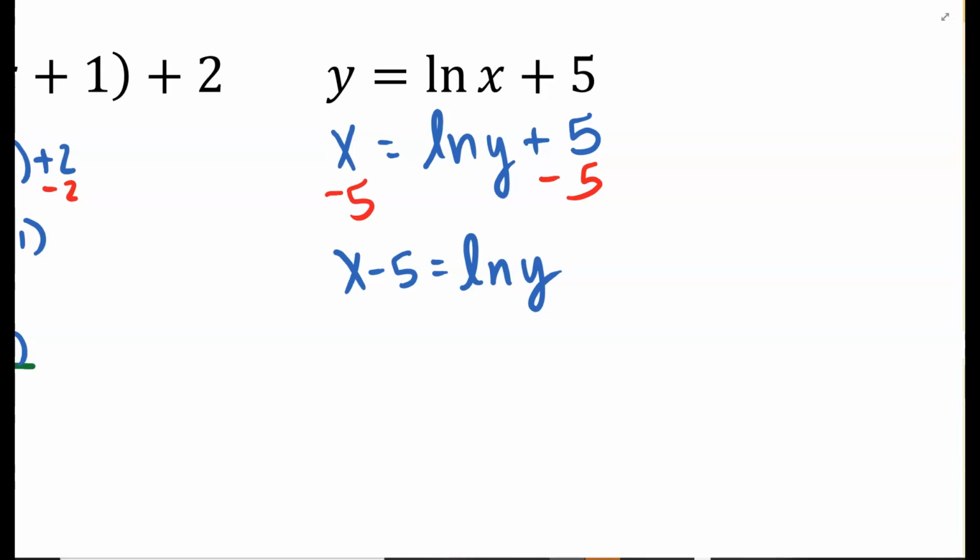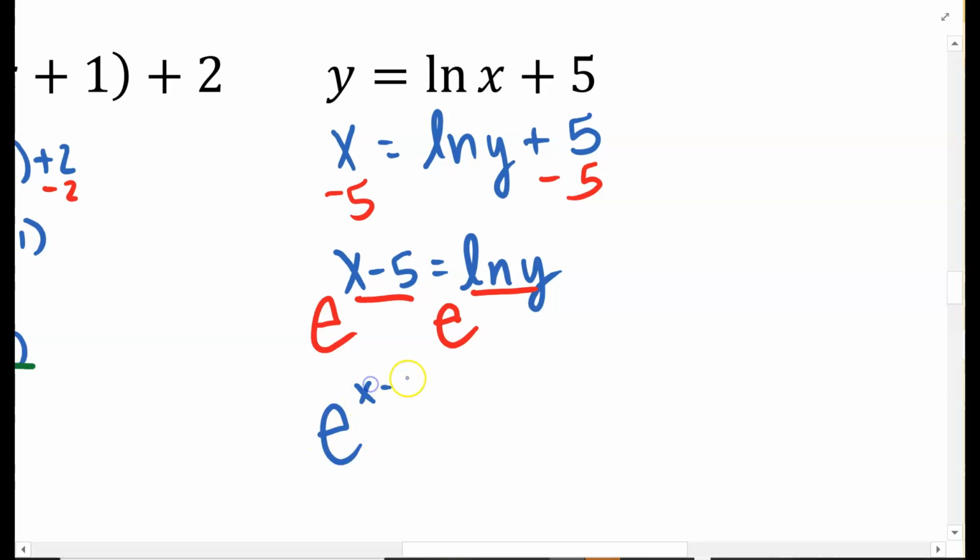Natural log has a base of e. So now that became an exponent. This became an exponent because we're using the base of e on both sides. And so what we get is e to the power of x minus 5 equals y. And so we're done.